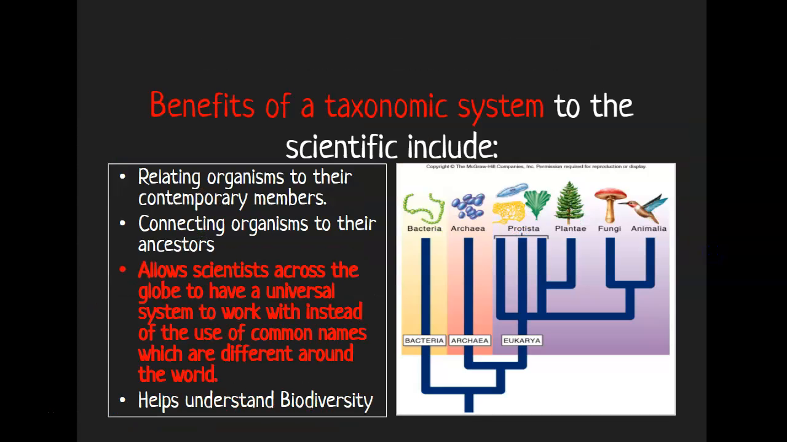Here are some benefits of a taxonomic system. When we're naming all these organisms, we can start seeing how related they actually are, and we can connect organisms to their ancestors. Like I said before, it allows scientists across the globe to have a universal system to work with instead of the use of common names, which we know are different around the world. It also helps us understand biodiversity.